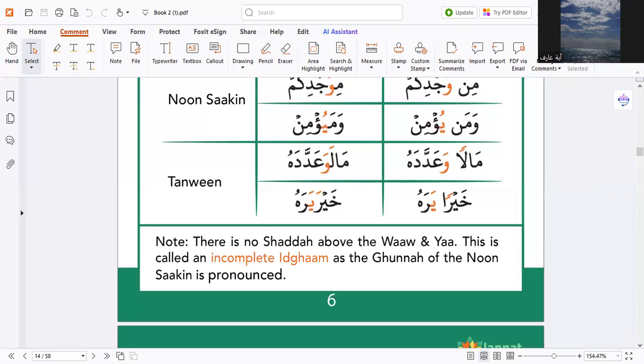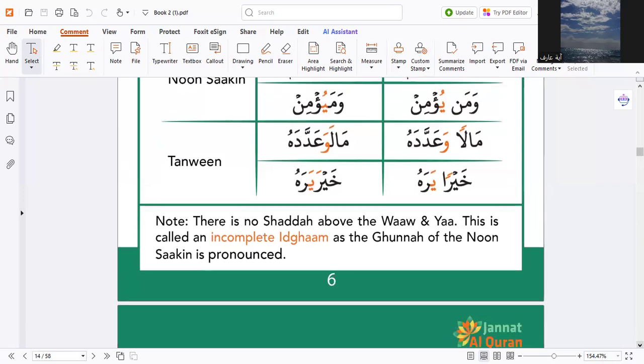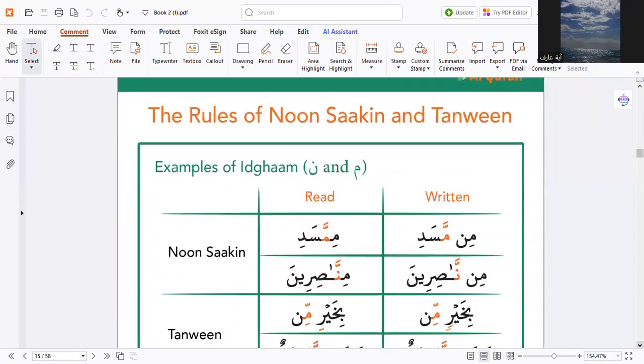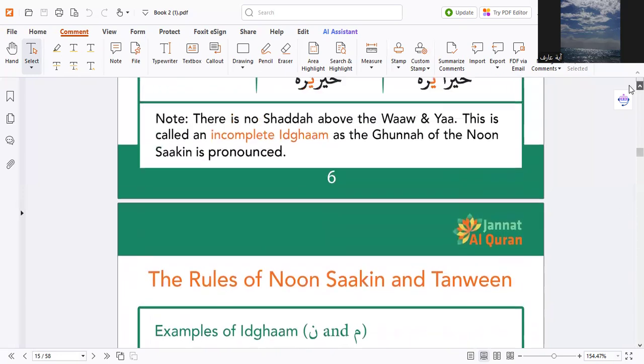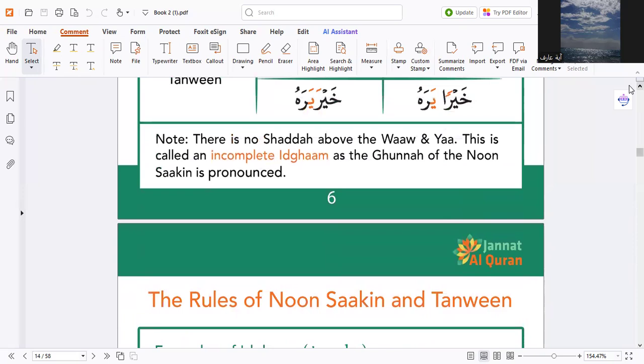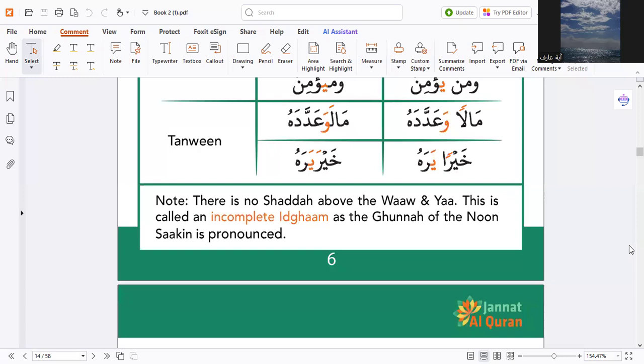Also there's a note: when there is no shadda above the wow or ya, this is called an incomplete idgham, because the ghunna of the noon sakina is still pronounced. So we have incomplete idgham here.